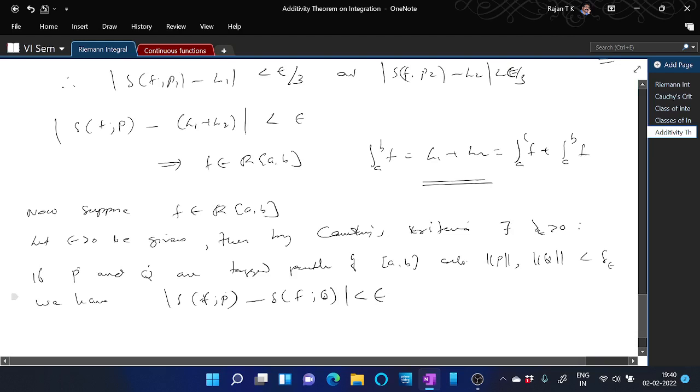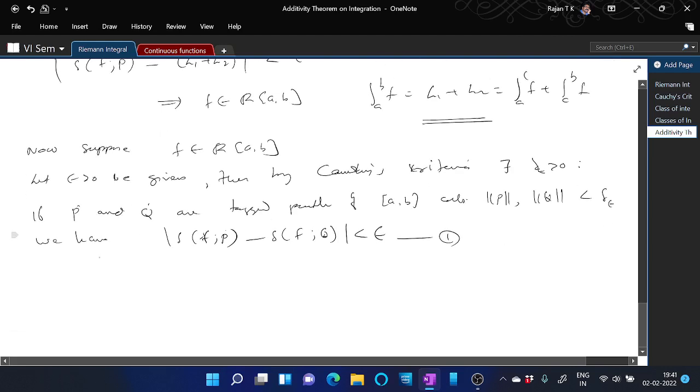Now we have to prove, so let this be (1), its restrictions. The restriction of F to [A,C] is Riemann integrable and the restriction of F to [C,B] is also Riemann integrable. First we will prove the restriction F1 of F to [A,C] is Riemann integrable.